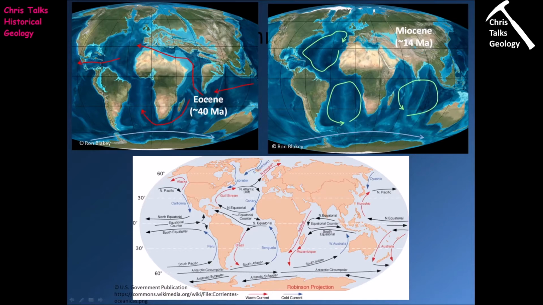And so what you can see is this allows this warm water to circulate freely, and that's going to help to keep the Atlantic and to some degree the Pacific a little bit warmer than they would otherwise be.